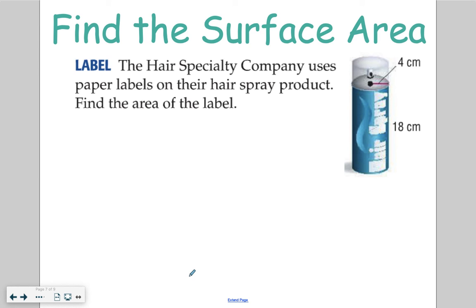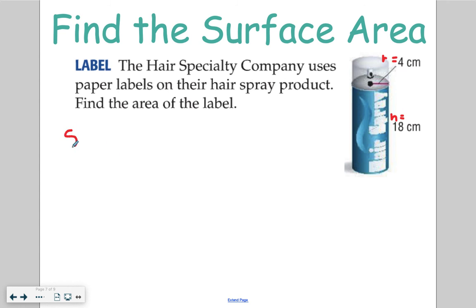So it says, Hair Specialty Company uses a paper label on all of their hairspray products. Find the area of the label. So when we're looking at this, look at this picture over here. The label does not go at the top of the can. And as you know from looking at other products, the label doesn't go on the bottom of the can. So we've got our radius of 4 and our height between the circles of 18.